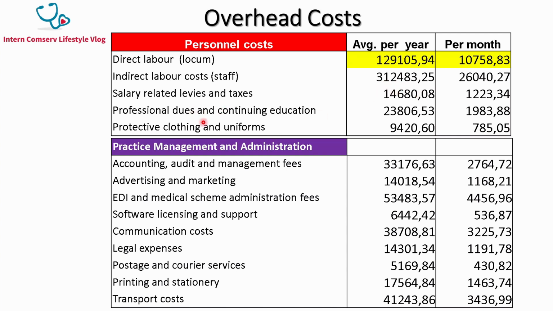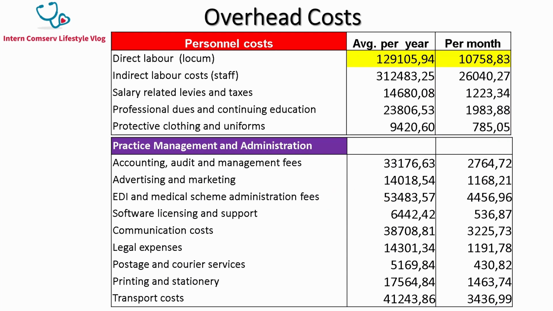312,483. We look at salaries, protective clothing and uniforms that you can buy for your staff. So that's around 9,240, what the average GP spends. Practice management and administration, accounting, audit fees, advertising fees, medical scheme administrative fees, software licensing, communication costs, telephone, 38,708. We're looking at accounting fees of 33,176. Remember, this is an average cost, so it could be more or could be less.